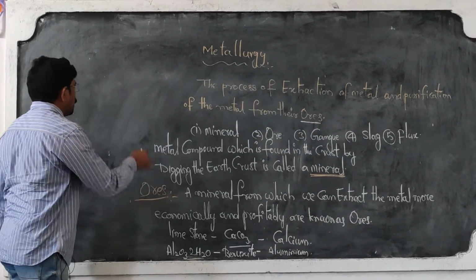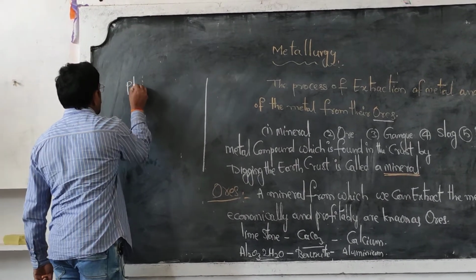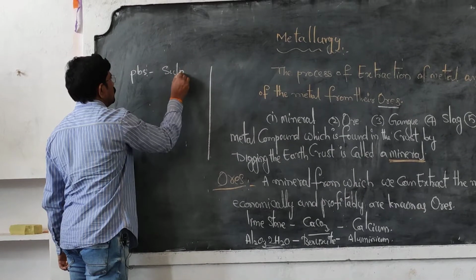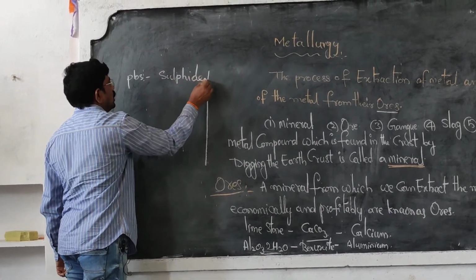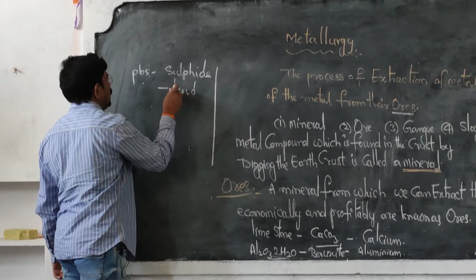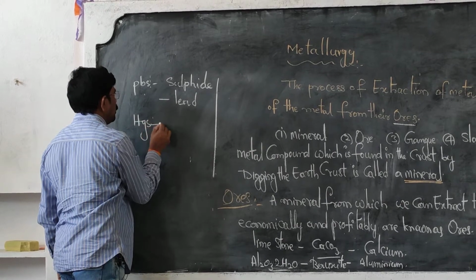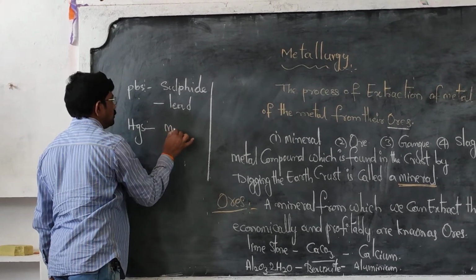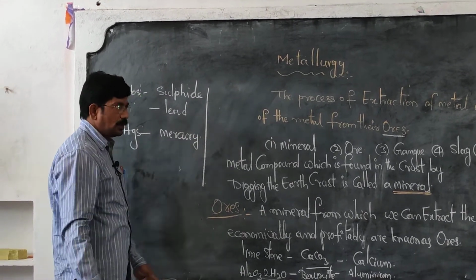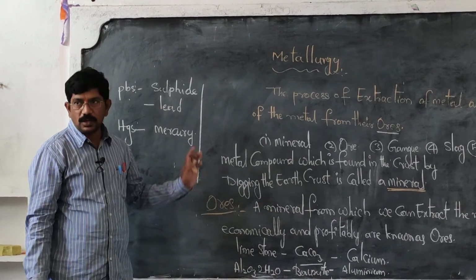Okay, next come to the next point. Here I will give an example. Galena, lead sulfide, is the ore of lead. Next, you take the case of mercuric sulfide. It is the ore of, what is that? Mercury. Are you clear? Okay, there are carbonate ores and sulfide ores. Are you clear about that one?